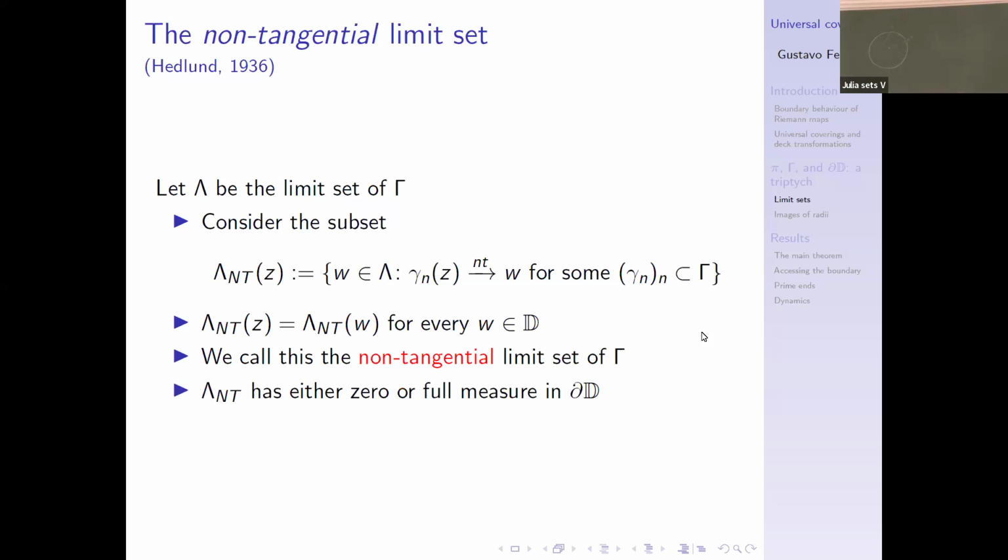And a very nice result about this guy, I'm not sure who first proved this, might have been Hedlund, is that this set always has either 0 or full Lebesgue measure on the unit circle. But the same is not true of the big limit set, right? The big limit set might have some partial measure on the circle. Okay.